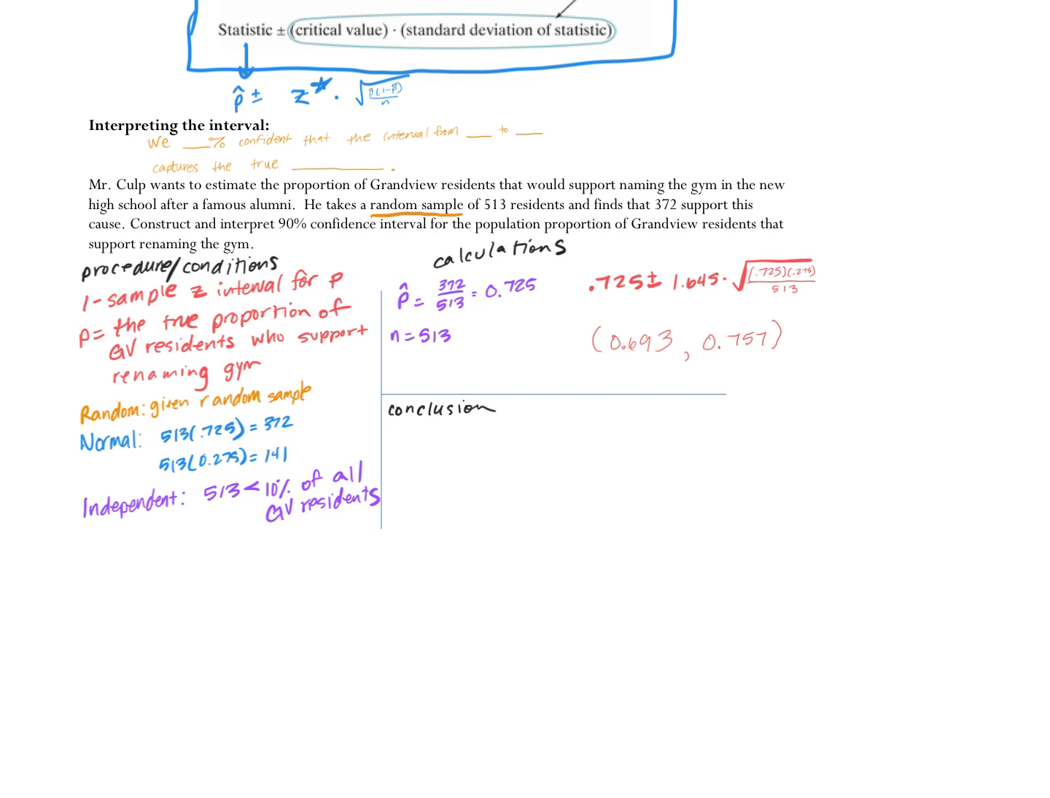All right, and our conclusion is always the same. We're going to start by stating our level of confidence. What is our level of confidence here? 90% confident. The interval from 0.693 to 0.757 captures, and this is another place, do not use past tense here, okay? Captures the true proportion of Grandview residents who support renaming the gym.